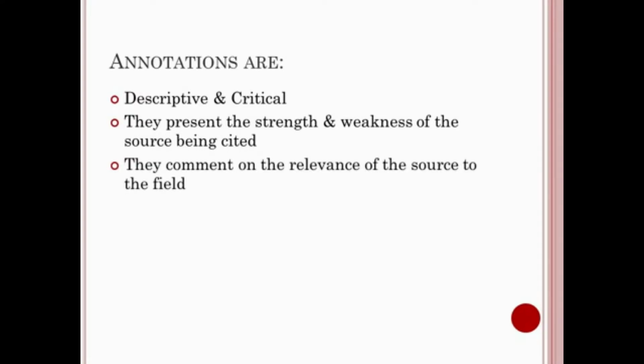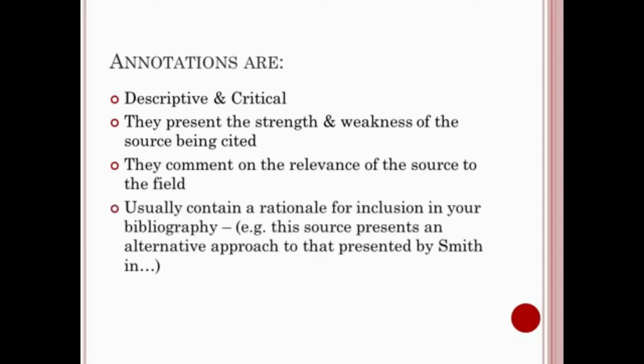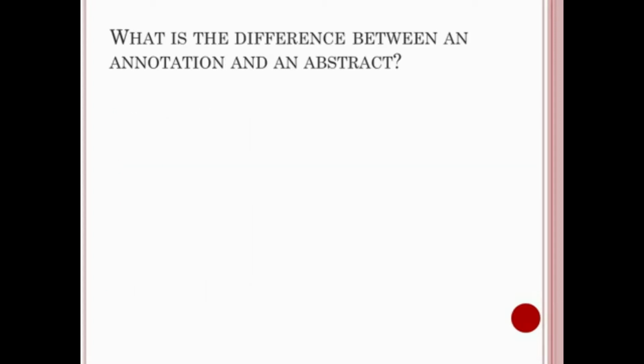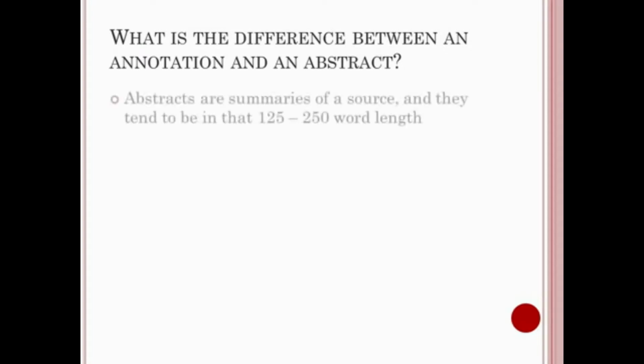They present the strengths and weaknesses of the source being cited. They comment on the relevance of the source to the field, and usually contain a rationale for their inclusion in your bibliography. For example, you might include a source because it presents an alternative approach to that of another author used in your paper. In terms of their length, they are typically 125 to 250 words in length, or no more than one paragraph.